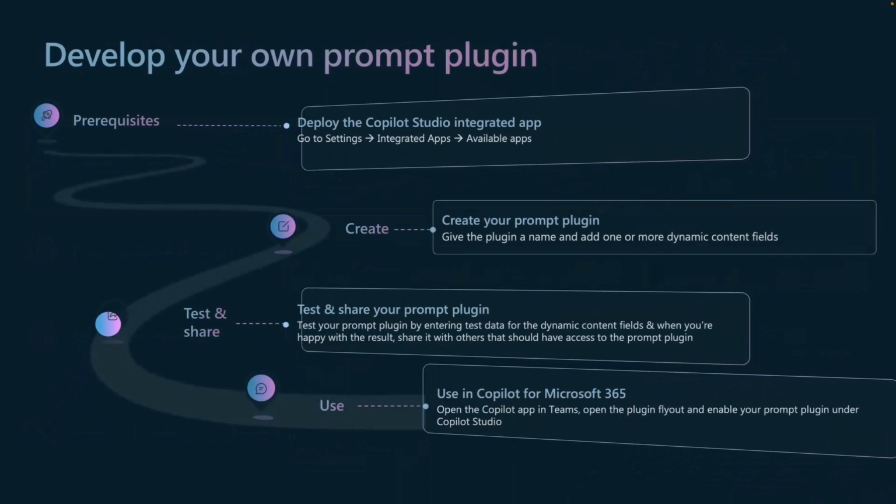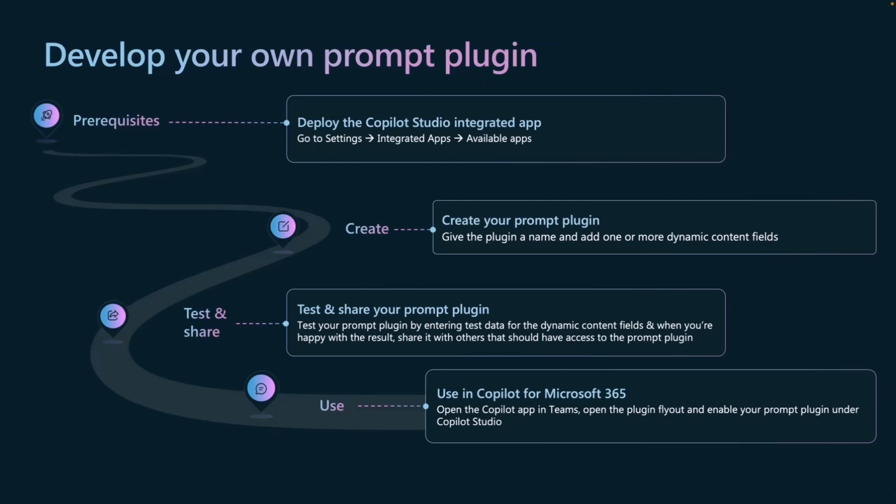How do you develop your own prompt plugin? First, you need to make sure that a couple of prerequisites are already filled. The first one is to have a Copilot for Microsoft 365 license, because you need that if you want to use prompt plugins in Copilot for Microsoft 365. Another one is that you need to be part of the preview of the plugins in Copilot for Microsoft 365.